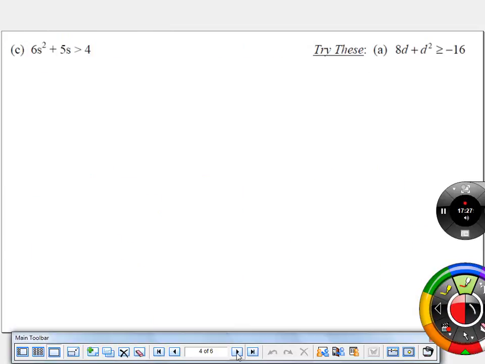All right, we're going to go ahead and skip part C, but we're going to look at the try these because they have some special situations. So try these part A. I'm going to call that d squared plus 8d. And then I'm going to add 16 to both sides, again, to get it set equal to 0.